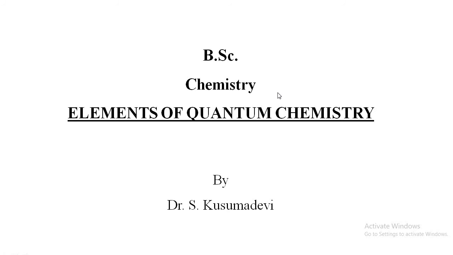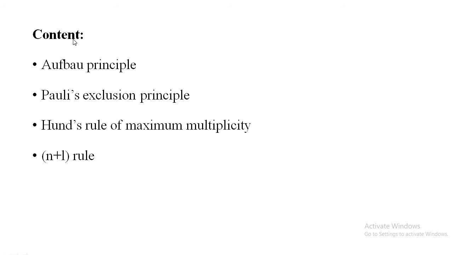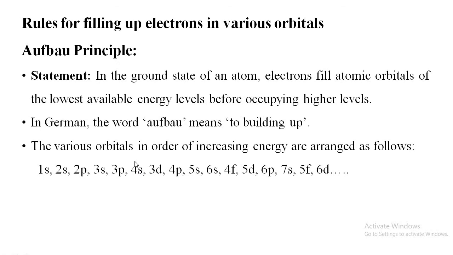Hello students, in this session I am going to take elements of quantum chemistry, in which we are going to discuss the rules for filling up electrons in various orbitals. The first rule is Aufbau principle, second one is Pauli's exclusion principle, third one is Hund's rule of maximum multiplicity, and the last rule is n plus l rule. Let us discuss rules for filling up electrons in various orbitals.